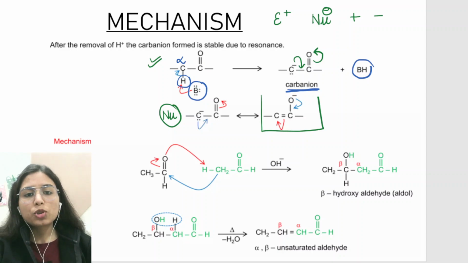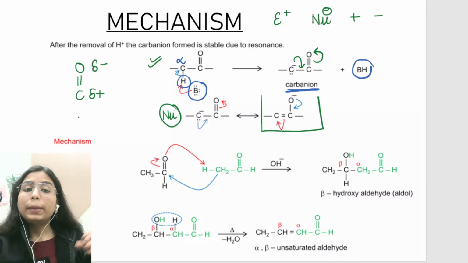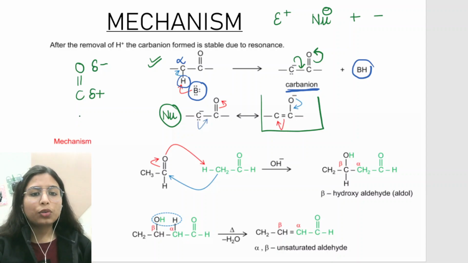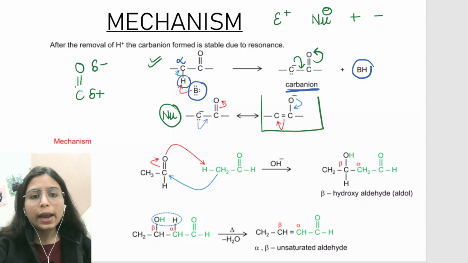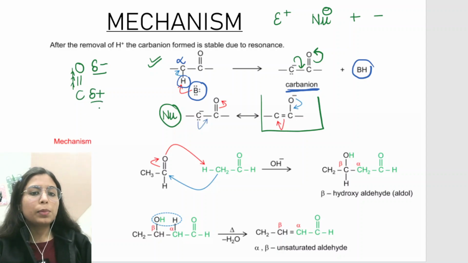So look at this substrate that you have taken initially. Here you know that amongst carbon and oxygen, this carbon is electrophilic in nature. It is carrying a delta positive charge, and this oxygen is carrying a delta negative charge, because we know that oxygen is more electronegative than carbon. So it will tend to withdraw electrons towards itself, right? Which is why it will be carrying a partial negative charge and carbon will be carrying a partial positive charge.